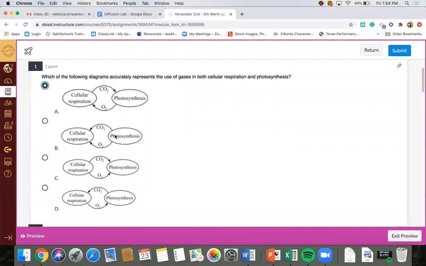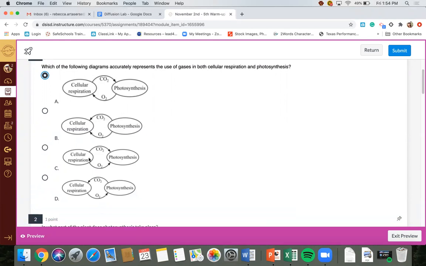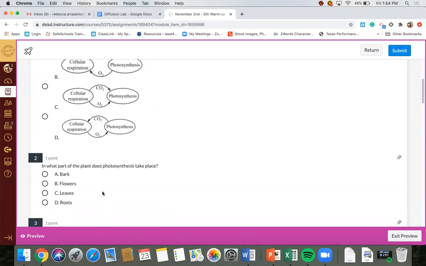Let's just make sure by checking the other diagrams. Photosynthesis doesn't give off carbon dioxide. It gives off glucose and oxygen. So B can't be correct. C, cellular respiration, it does give off CO2, but it's not giving off oxygen as well. It's using oxygen. So it's not C. And D, photosynthesis does not give off carbon dioxide and cellular respiration does not give off oxygen. It's the opposite. Cellular respiration is using oxygen and photosynthesis is giving off O2. So A is our correct answer.